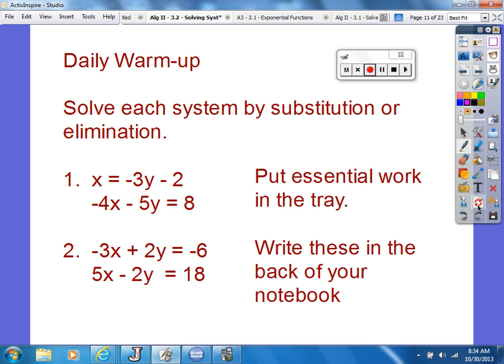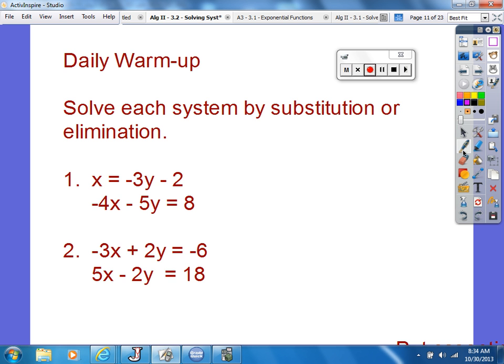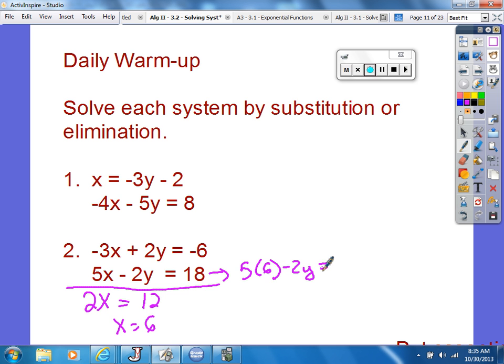All right, last one. This one right here. It's set up for elimination, isn't it? And I tried to set it up so it wasn't hard at all. In fact, my y's are going to cancel right away. So I'm left with 2x equals 12. x equals 6. I'll plug that into the second equation here. 5 times 6 minus 2 times y equals 18. So I'll subtract 30. Negative 2y equals negative 12. y equals 6.